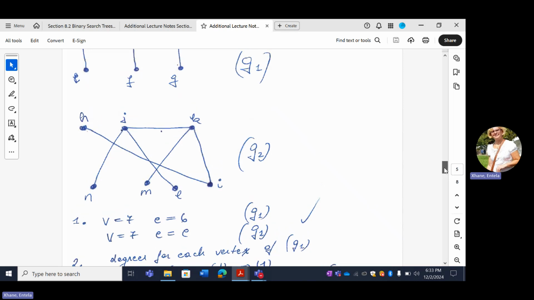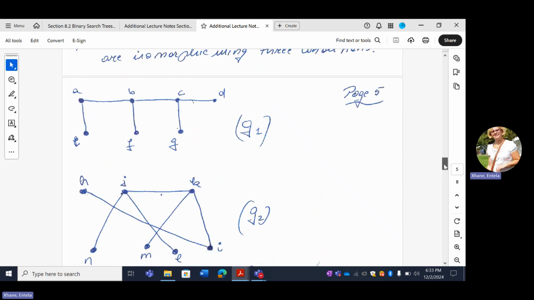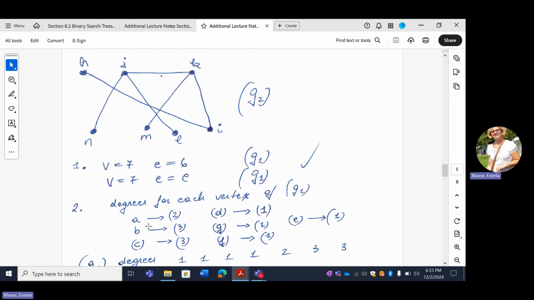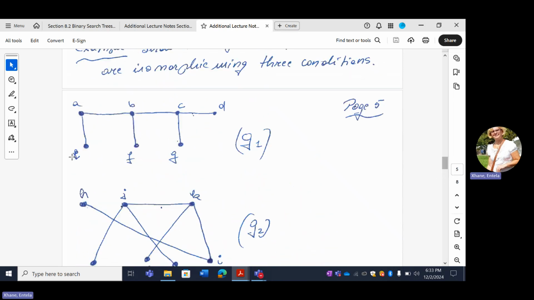Let's start with the sequence of degrees for all the vertices of graph G1: A, B, C, D, E, F, G. Vertex A has a degree 2. Why? Because it has a direct connection with 2 edges, from A to E and from A to B. Now vertex B has degree 3, because it's connected to A, to F directly, and to C. Vertex C has a degree 3 also. It's connected to B, to G, and D.